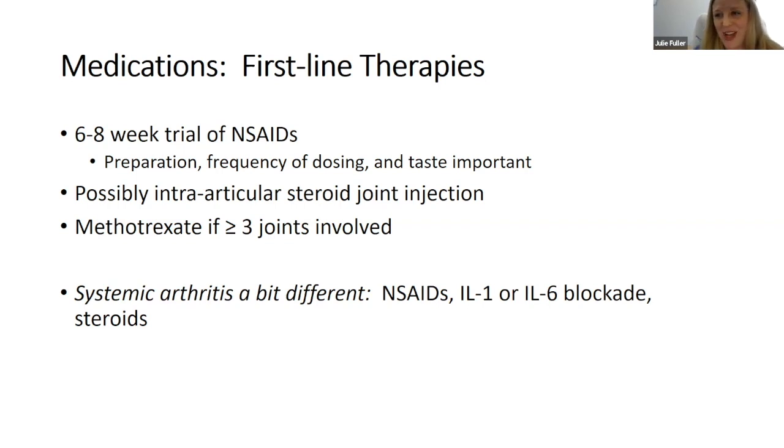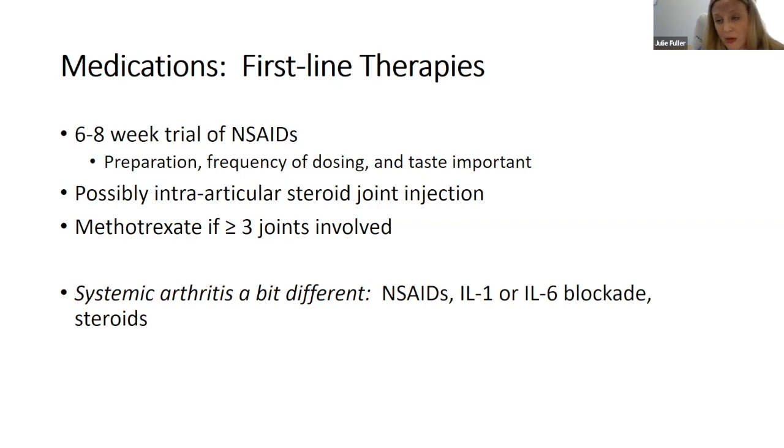But trying to get little toddlers to take medication multiple times a day, especially if it's high volume, is very challenging, and the naproxen suspension is not very tasty. So we do a lot of crushed pills and early pill swallowing. We also talk about intra-articular steroid joint injections that many of you help us with, particularly if they only have 1 or 2 joints involved.